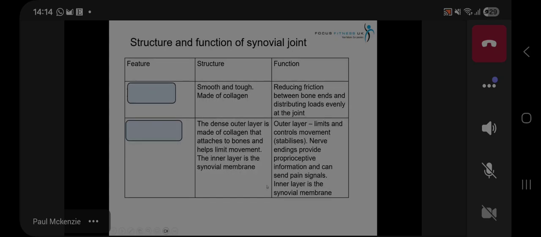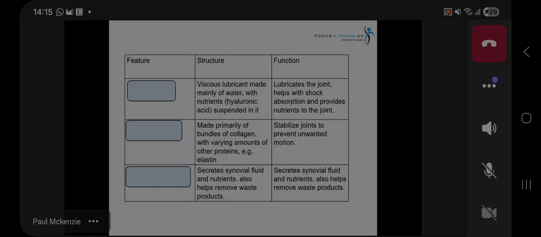Okay. So these are the tables that we've just looked at. I've left the descriptors there. So let's see if we can name the feature based on these descriptions. Smooth and tough, made of collagen, and it resides on the end of bones. That's going to be the articular or hyaline cartilage. Dense outer layer made of collagen that attaches to bones and helps limit movement, and there's the inner layer, which is the synovial membrane. So that's going to be the two-layered joint capsule.